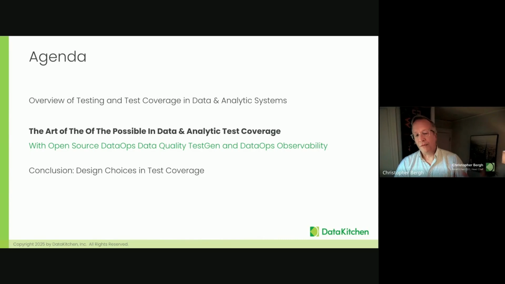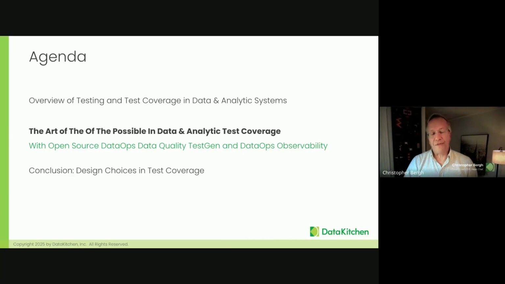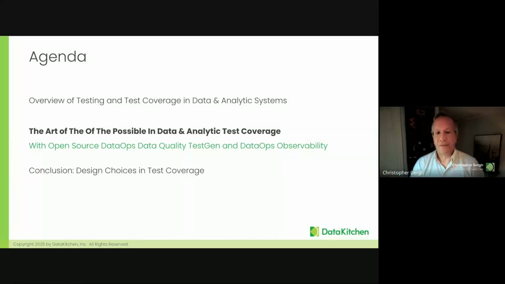So that sort of is the beginning, sort of an overview of testing and test coverage in data and analytics systems. We talked about shift left. We talked about shift down. We talked about the types of testing. We talked about how to count test coverage. We talked about testing in development, testing in production. Now let's look at what's possible with our free open source tools.